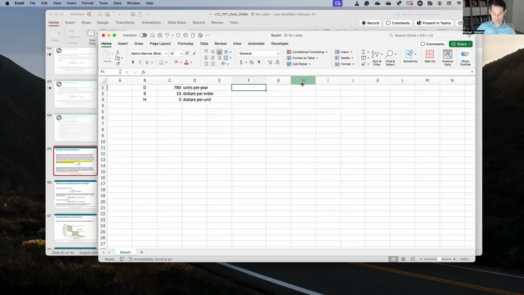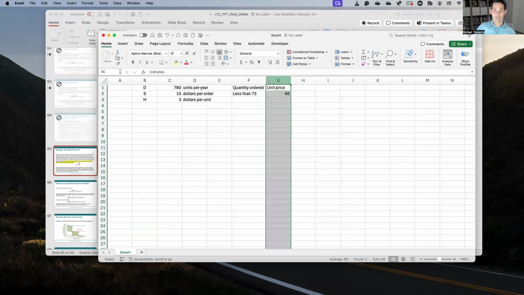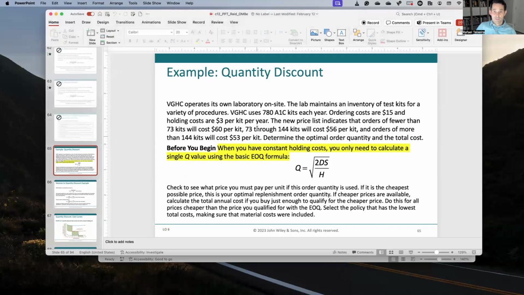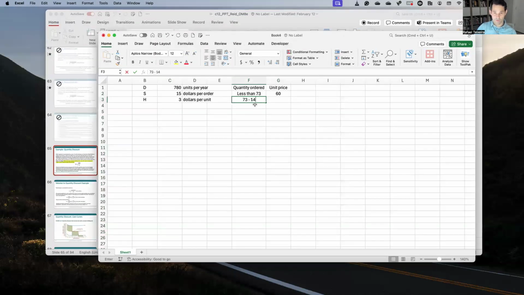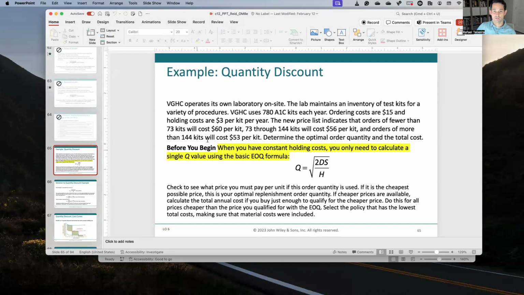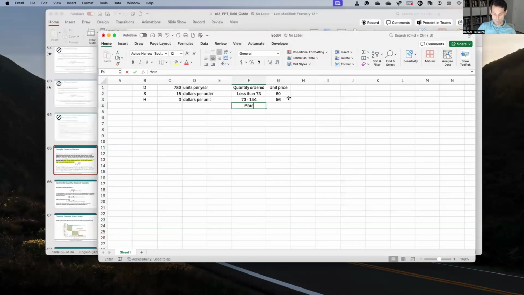So let's come up with a table here. Quantity ordered, and price. Less than 73 units cost $60. That's the unit price, the price per unit is $60. What else? 73 through 144 cost 56. So 73 to 144 cost $56. And orders of more than 144 will cost 53. More than 144 cost $53.